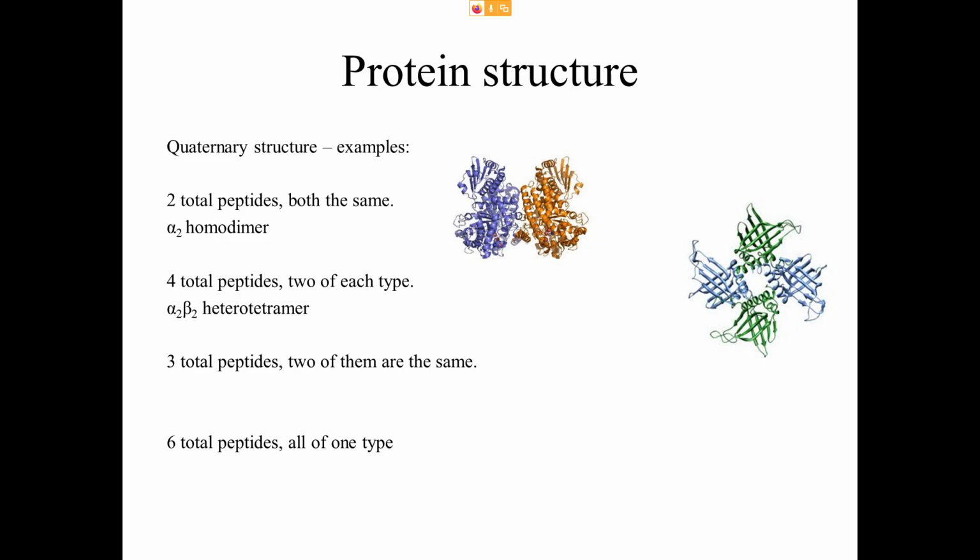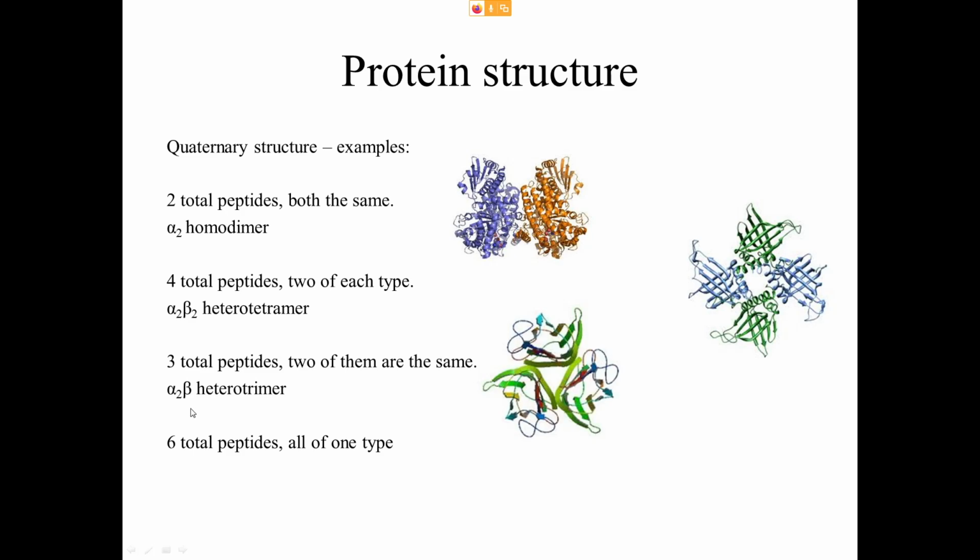Alpha, beta. Right, alpha 2 beta. So 2 of this one and 1 of that one. Right, and here's an example of that. 2 of these are the same. It's kind of hard to tell which 2 are the same, but 1 of them is different from the others. Right, but 2 of these are the same and 1 is different, so it's a heterotrimer.